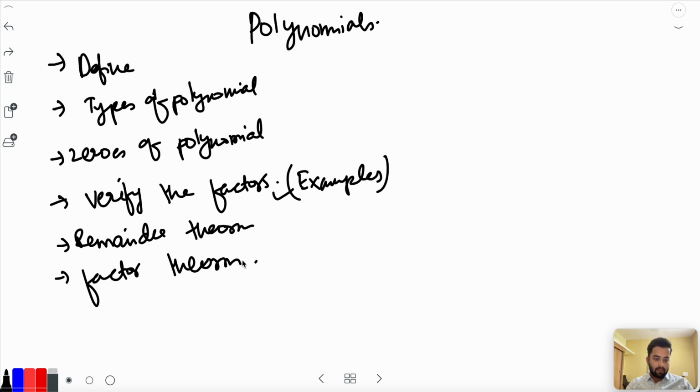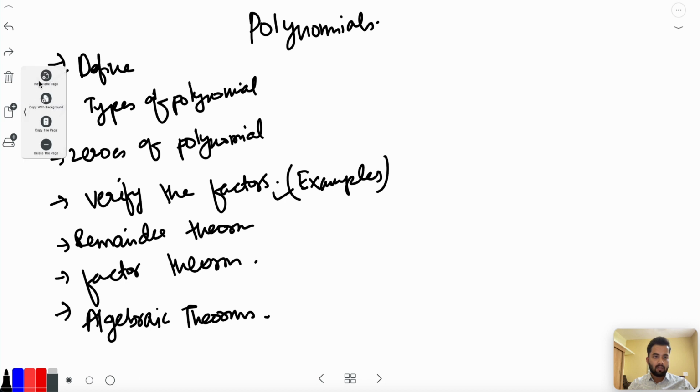After that, the algebraic identities are there in this chapter. So mainly these topics are the more important ones in this chapter. I'm just checking what the things are here. Okay, so these are the only things here. So first we should start with the definition part. Let's cover the definition part, then we will come to types. Now let's start. Take a new page.